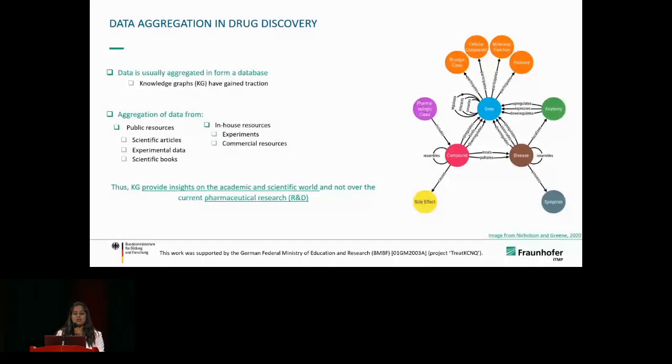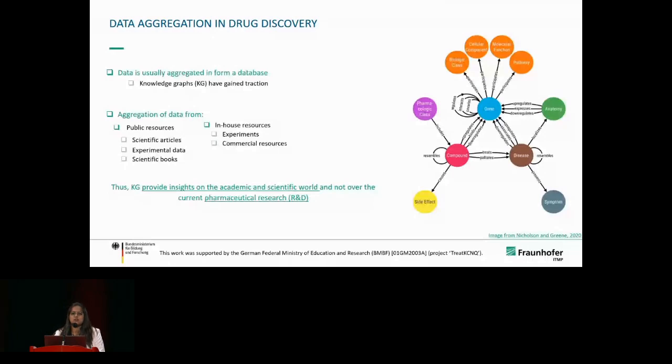So, we all know in drug discovery, there are a number of ways in which you can have data. Most prominently, we aggregate all of these different data into a knowledge graph or a database. If you don't know what a knowledge graph is, it's similar to the figure shown on the right, where you have different connections between genes, diseases, side effects, and so on.